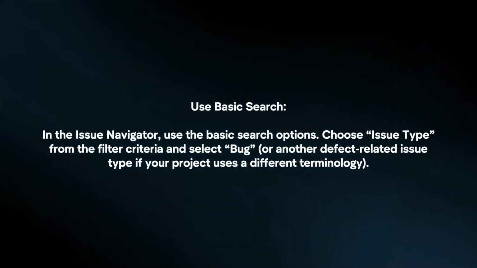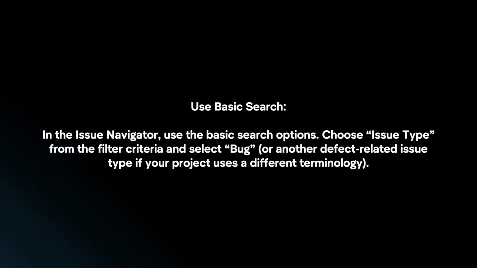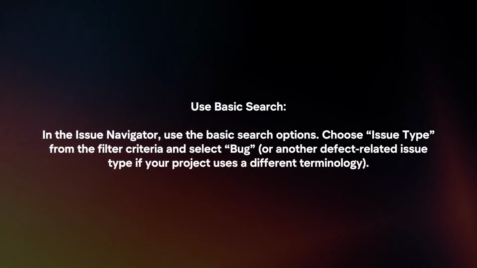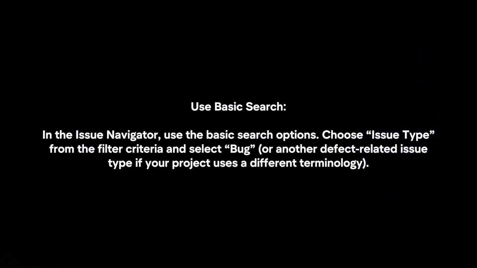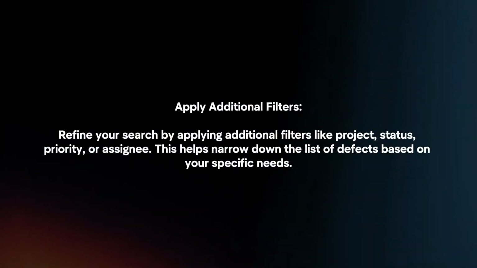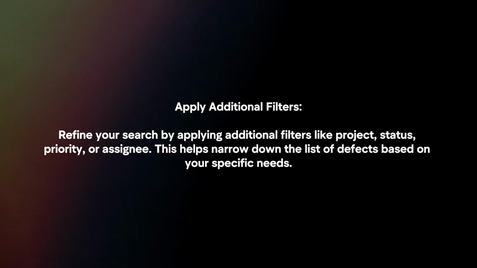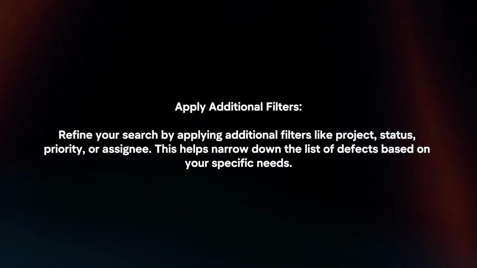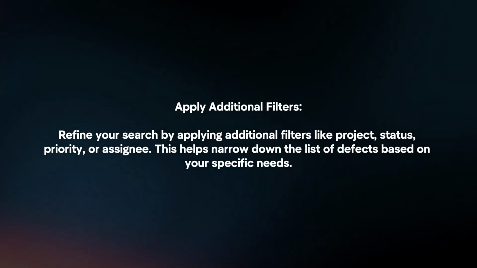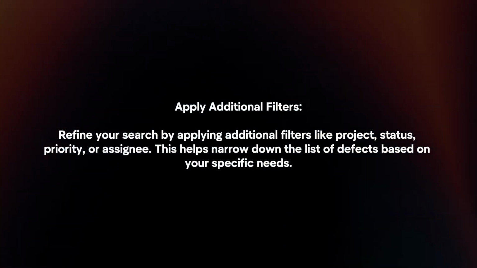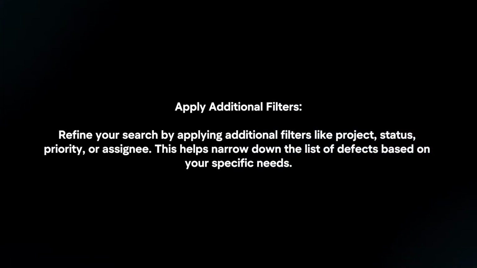Use Basic Search. In the Issue Navigator, use the basic search options. Choose issue type from the filter criteria and select bug. Apply additional filters. Refine your search by applying additional filters like project, status, priority, or assignee. This helps narrow down the list of defects based on your specific needs.